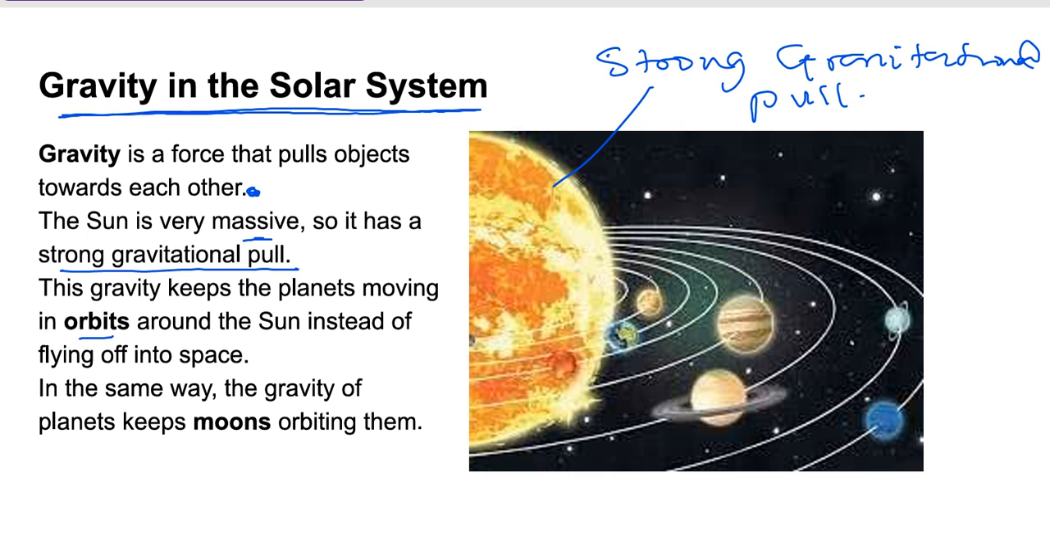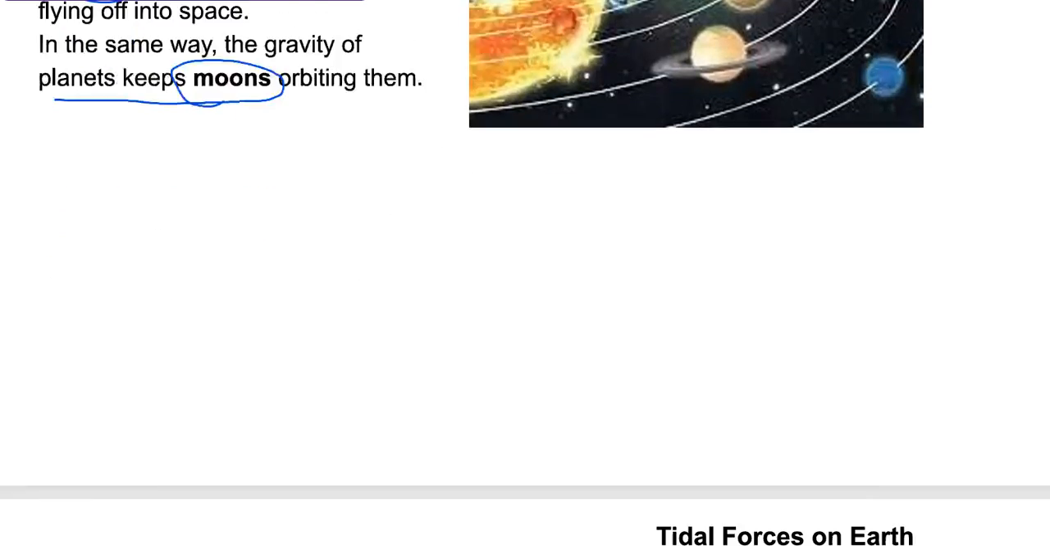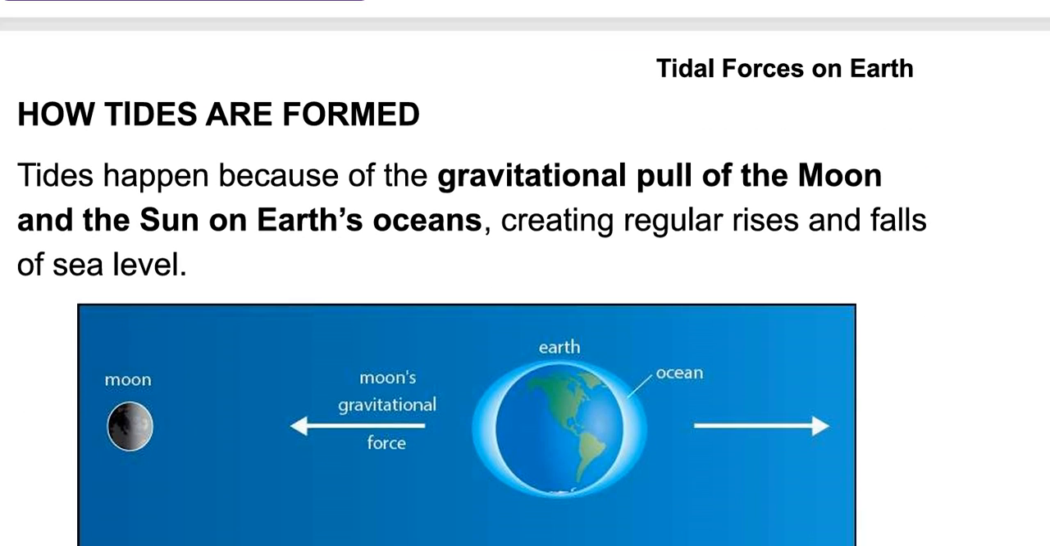The planets cannot leave this orbit and move into space because the gravity from the sun is pulling them together. In the same way, the gravity of the planet keeps the moon orbiting around them. So gravity of the sun keeps the planets orbiting around it. Gravity of the earth keeps the moon orbiting around it. So simple.